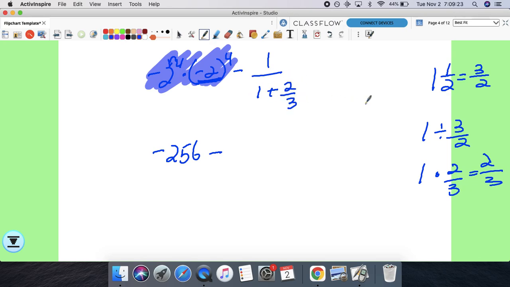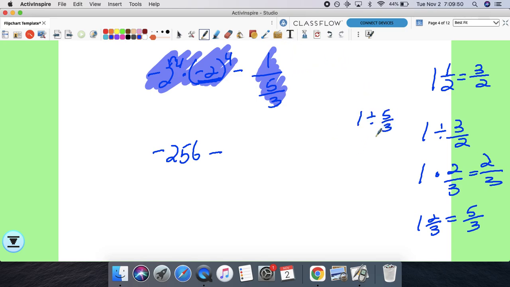And what's 1 plus 2/3? 1 plus 2/3 is just 1 2/3. And if I change that to an improper fraction, it gives me 5/3. And now I'm going to replace that and put 5/3 here. Now I get to focus on these two. That basically says 1 divided by 5/3, which is the same thing as 1 times 3/5. And 1 times 3/5 is just 3/5. So the whole thing becomes this.